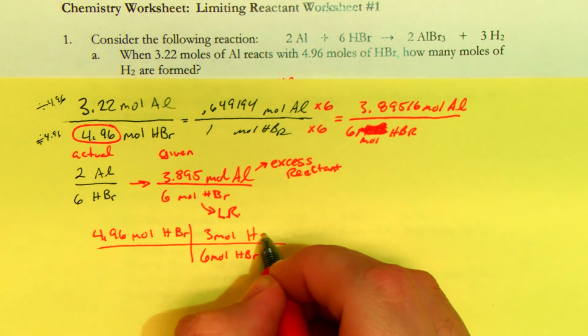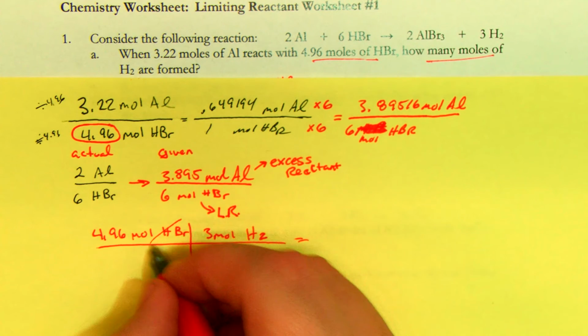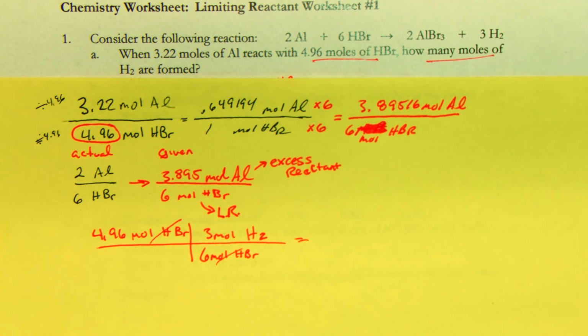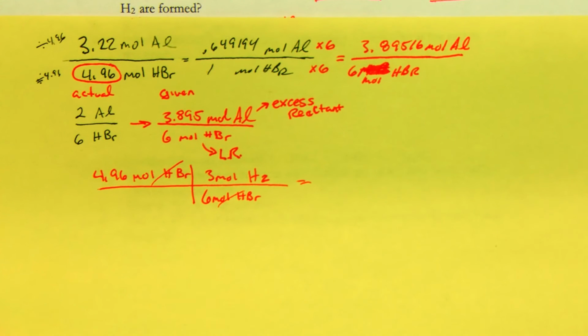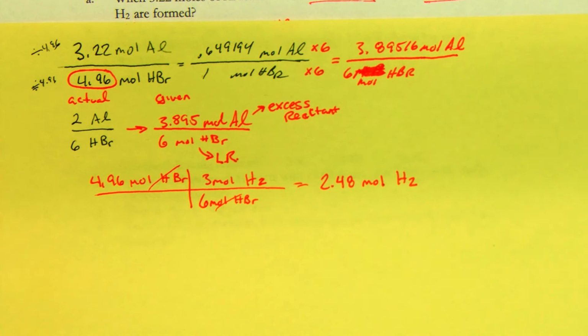Now, all it asked for was how many moles of H2 there are. Those divide out, those divide out. Do I have enough in the unit analysis to figure out how many moles of H2 there are? Yeah. So I'm going to take 4.96 times 3 divided by 6, and I'm going to get 2.48 moles of H2. So that tells me that 2.48 moles of H2 are actually going to be produced. That's a little bit easier because we don't have to do the molar mass conversions and all that.